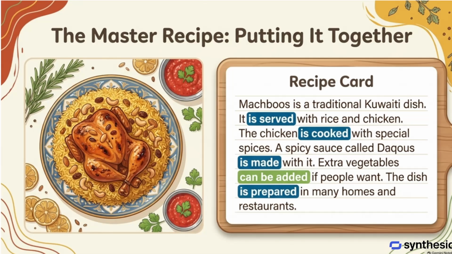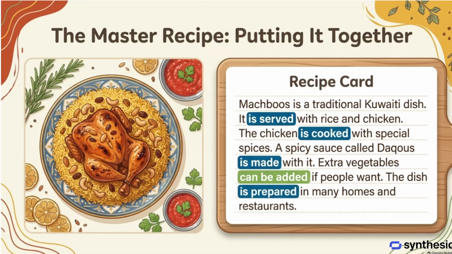The master recipe, putting it together. Now let's put everything together in a recipe. Makbuz is a traditional Kuwaiti dish. It is served with rice and chicken. The chicken is cooked with special spices. A spicy sauce called dakus is made with it.